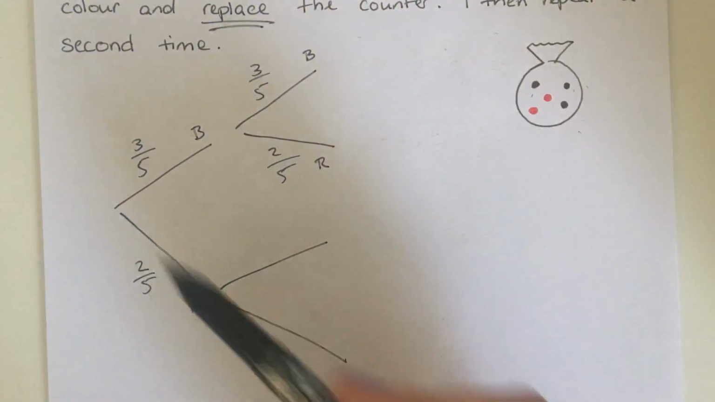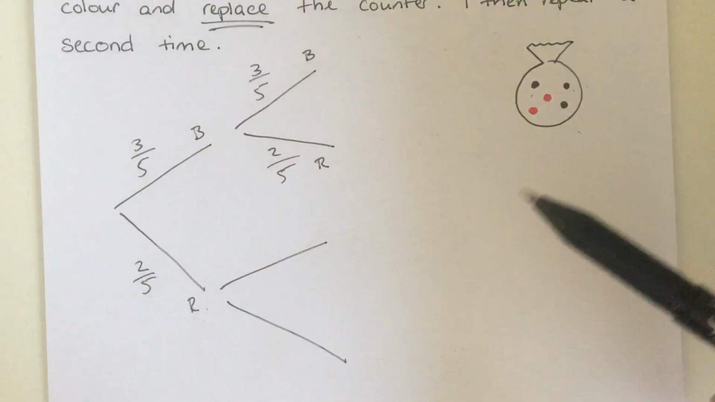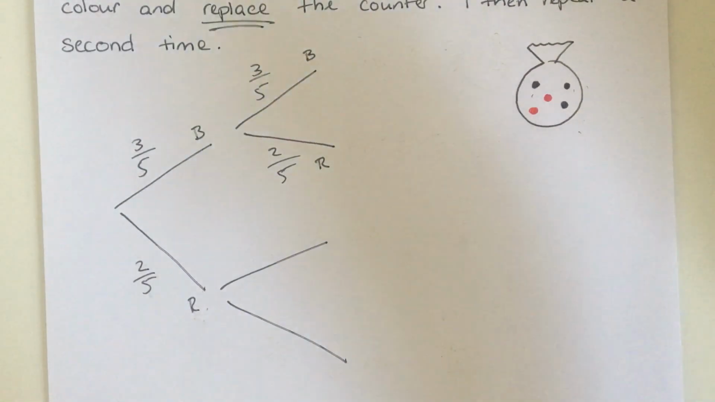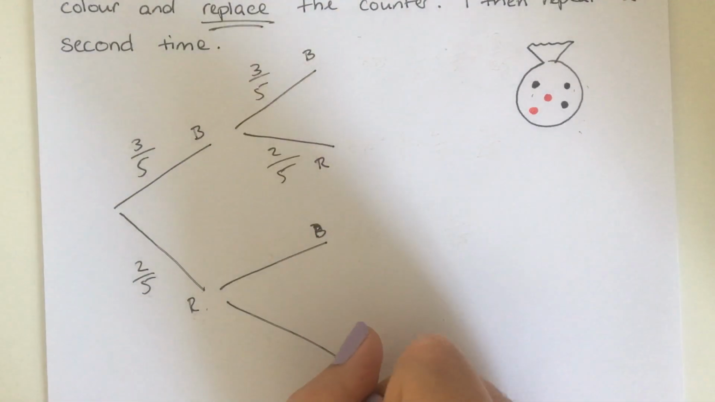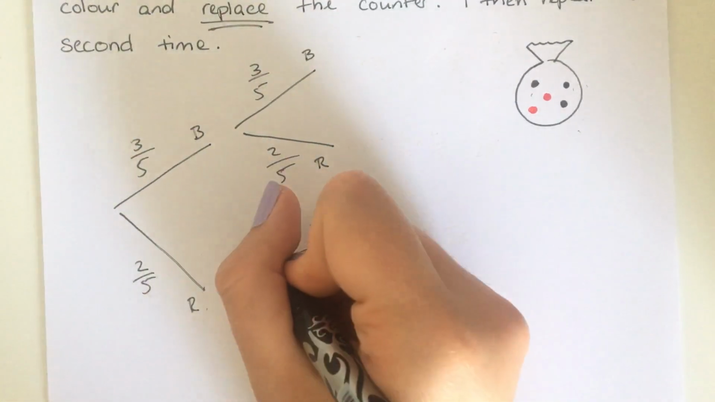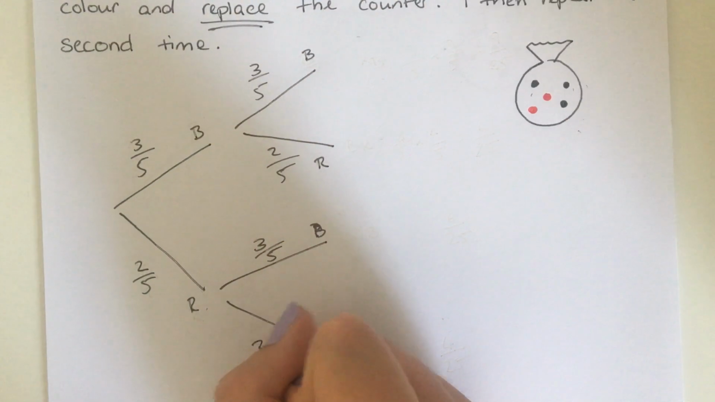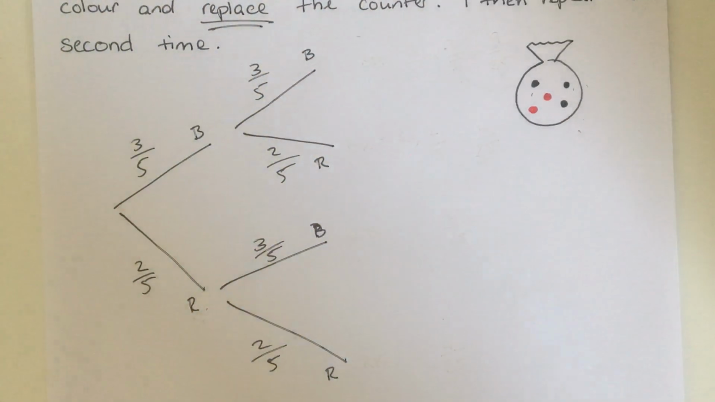If, however, on the first occasion I selected a red counter, when I put that counter back in, I've still got the same number of counters, and then again I can still go on and select a black counter or a red counter on my second go, and I've still got 3 out of 5 black and 2 out of 5 red.